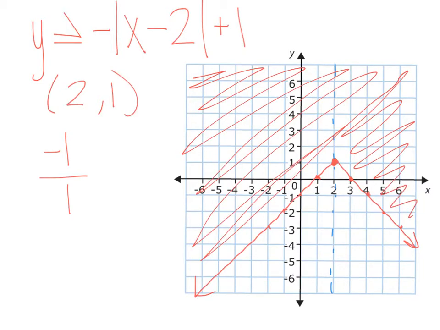Okay, the second way to do that, remember, is to use a test point. If I wanted to, I could use (0, 0), which is above the line. So I'm going to test (0, 0), and I test it by plugging it into the inequality. So 0 is greater than or equal to 0 minus 2 plus 1.